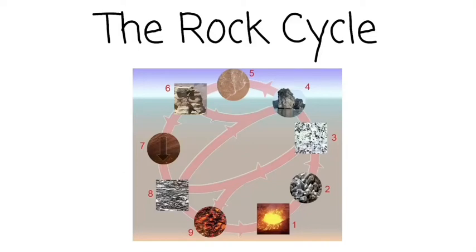So today we are going to learn about the rock cycle. The rock cycle is simply a process that gradually changes rocks from one kind to another. The rock cycle isn't a cycle in which there is a specific order of how the rocks will change. We will see some examples of that when we learn more about what types of rocks there are.